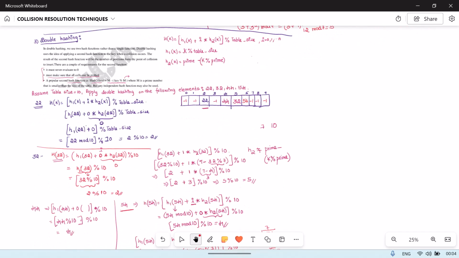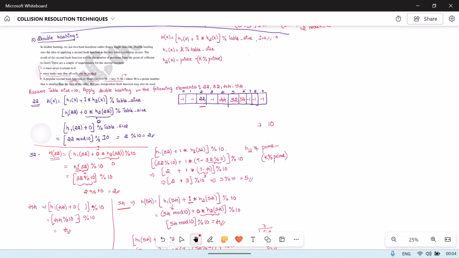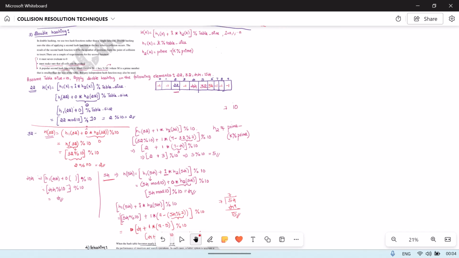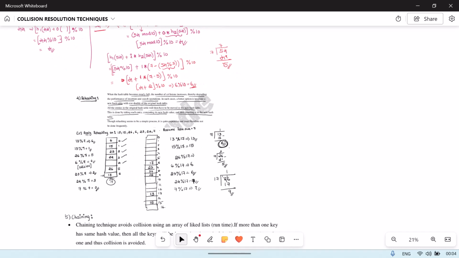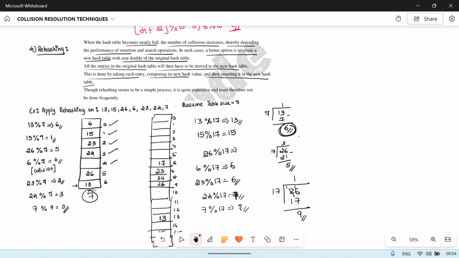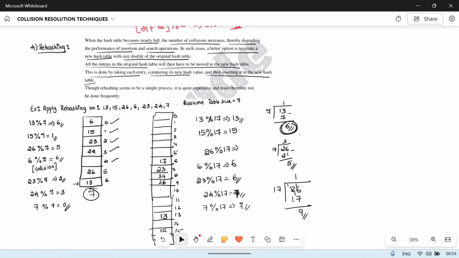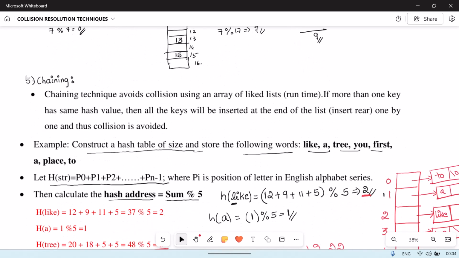Double hashing. Fourth method, rehashing. And the fifth method is chaining.